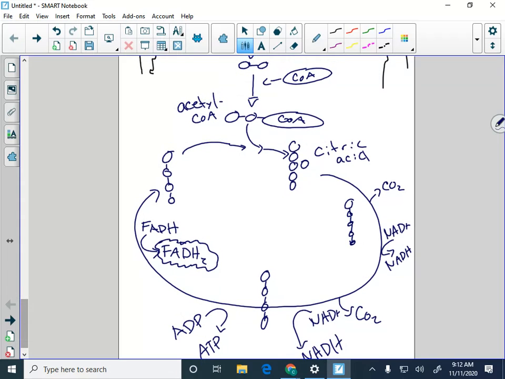Now there's a bunch of steps in between here where we keep breaking down carbons and we keep moving stuff around. But the main gist here is that we are going to take our pyruvic acid, change it into acetyl-CoA, feed it through this cycle. We're going to release the carbon dioxides. We're going to get NADH, ATP, and FADH2.